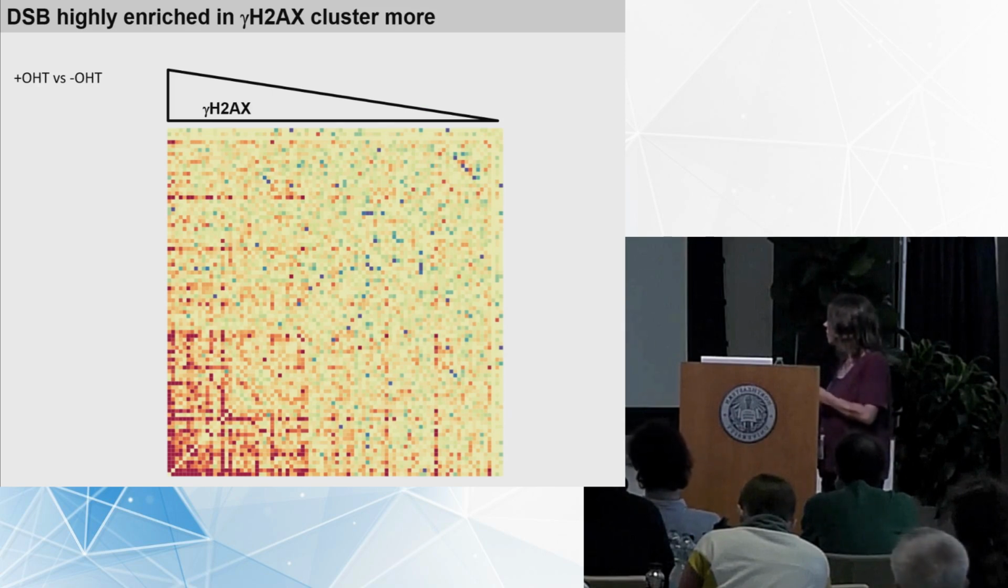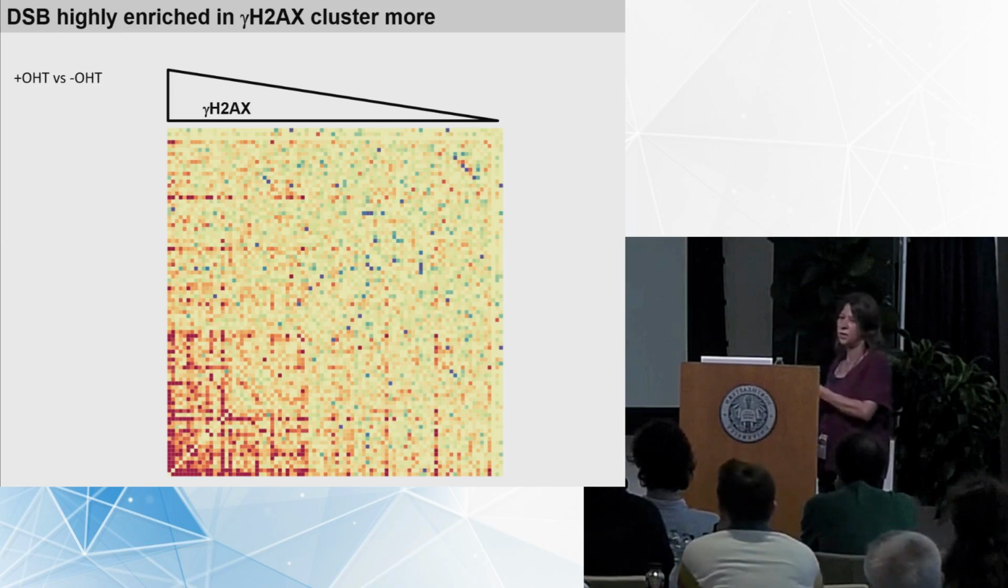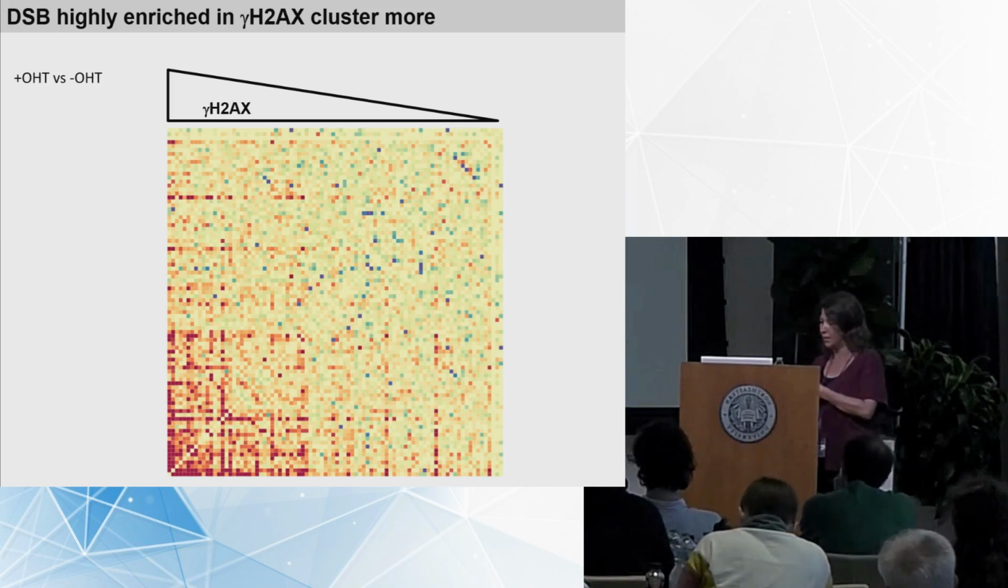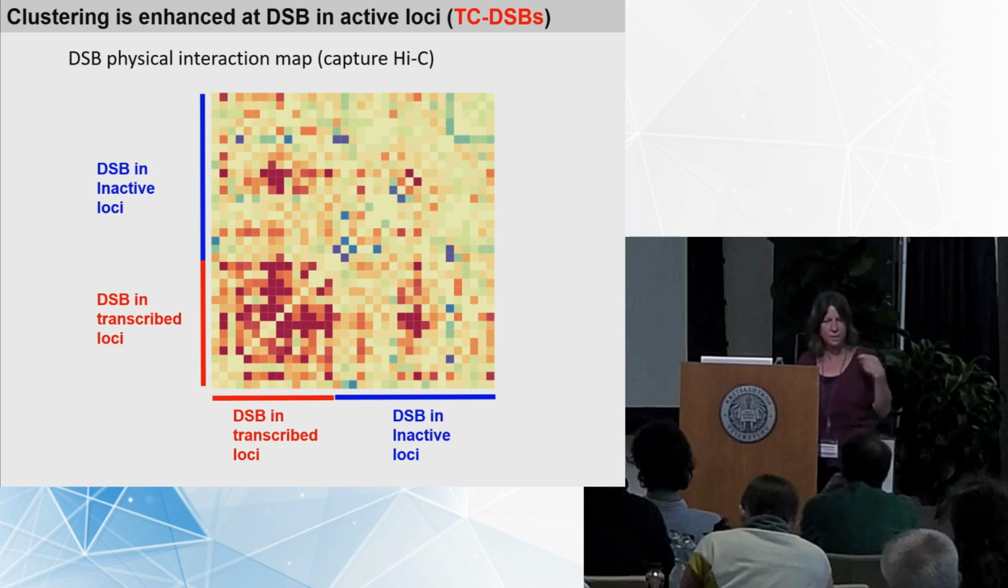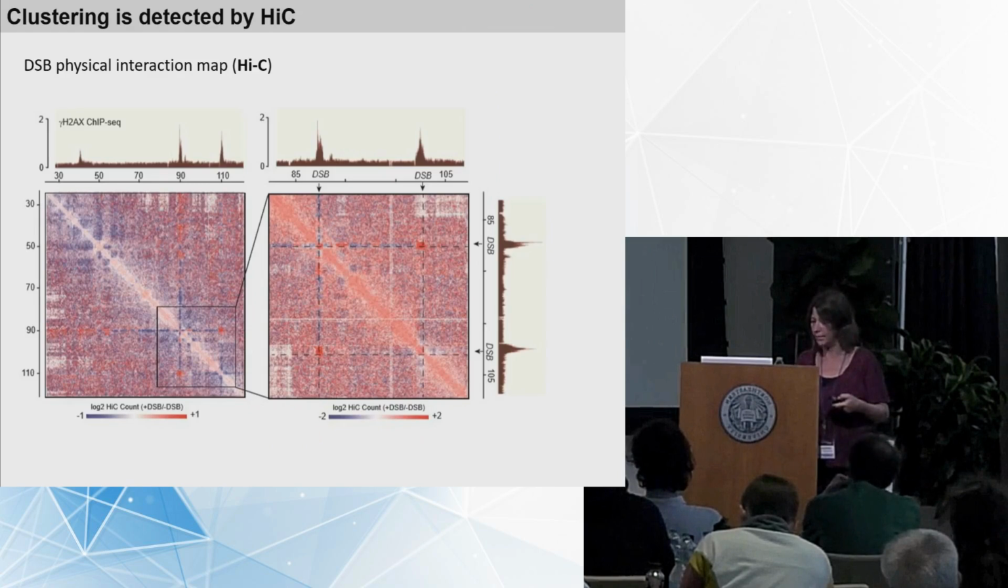So what it tells you is that the more gamma-H2AX you have, the more your DSBs are able to engage in clustering. And more interestingly, I told you we have DSBs induced in inactive loci and DSBs induced in active loci, and what we could see is that the DSBs that are able to cluster together are the ones occurring in transcribed loci and not the other ones. So it's specific to DNA double-strand breaks induced in transcriptionally active loci.